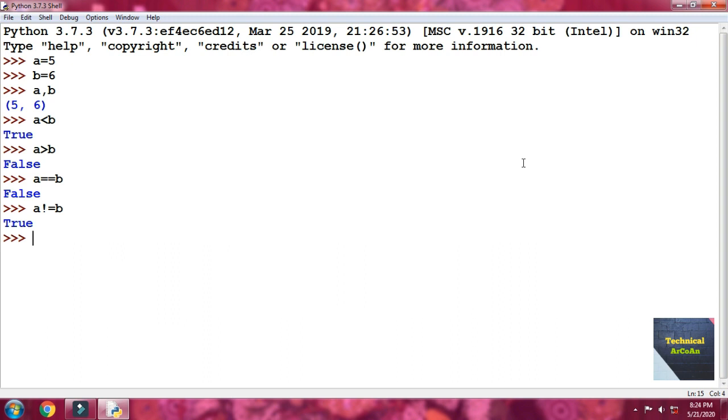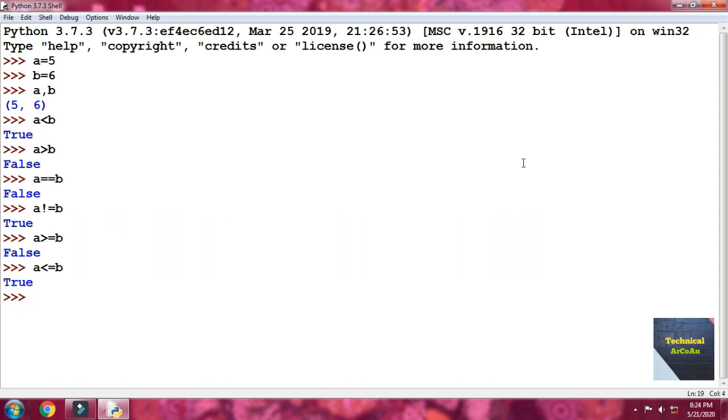Or if we write a greater equal b, it's false, meaning 5 greater equal 6 is not possible. If I write a less equal b, it's also true, meaning 5 less equal 6.